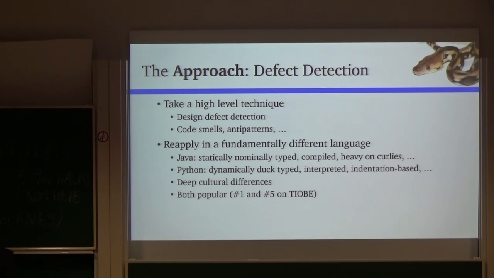So I googled around what are the differences between Java and Python, and nothing good came out. There are tons of blog posts that say one is statically typed, one is dynamically typed, and then it goes downwards from there. And yes, this is true. Java is a statically typed language, and Python is a dynamically typed language. But the distinction is not just that Java is heavy on curlies and Python uses the indentation, which is quite relevant for parsing, for instance.